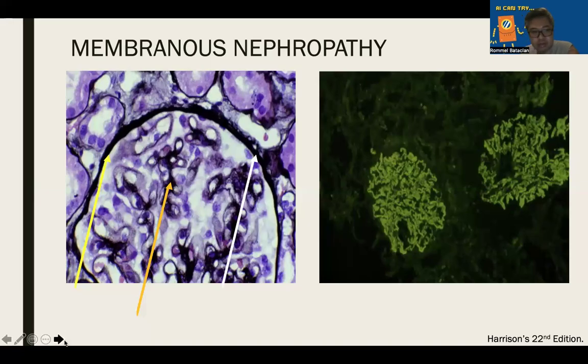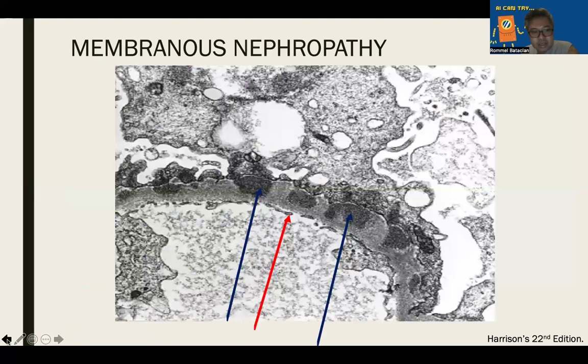And in electron microscopy, yung mga spaces that are shown here, if you would magnify it using the electron microscope, as you can see here, the more dense spots here in the membrane. So, yan yung mga tinatawag na subepithelial deposits or the humps. And then ito yung mga blue arrows. The red arrow here would show yung disruption na of the foot processes. So meron na ring effacement of the foot processes as you can see here, which also explains the nephrotic syndrome commonly found in membranous nephropathy.